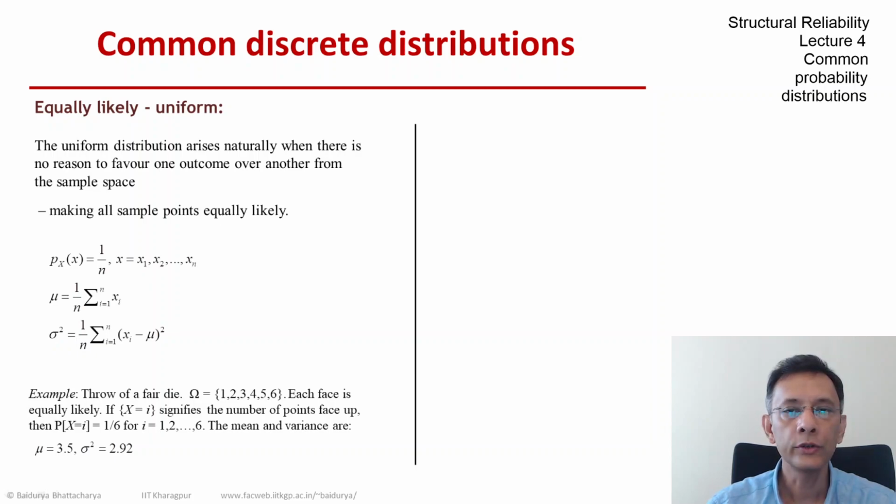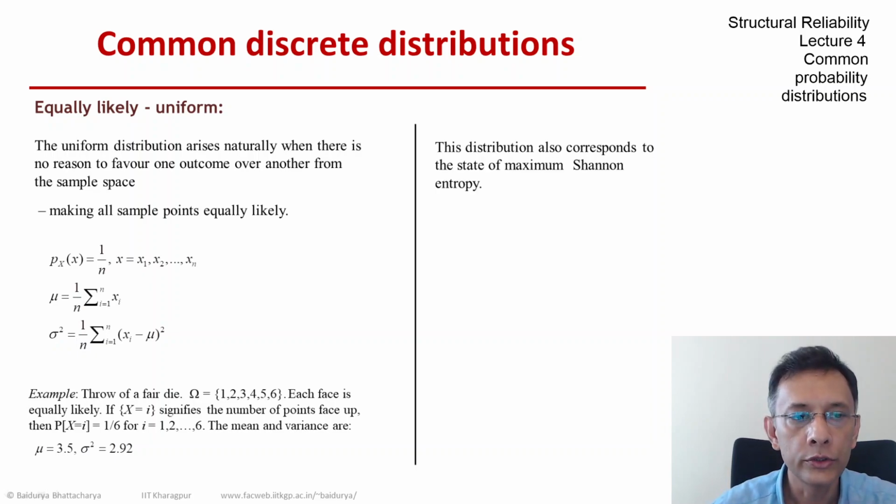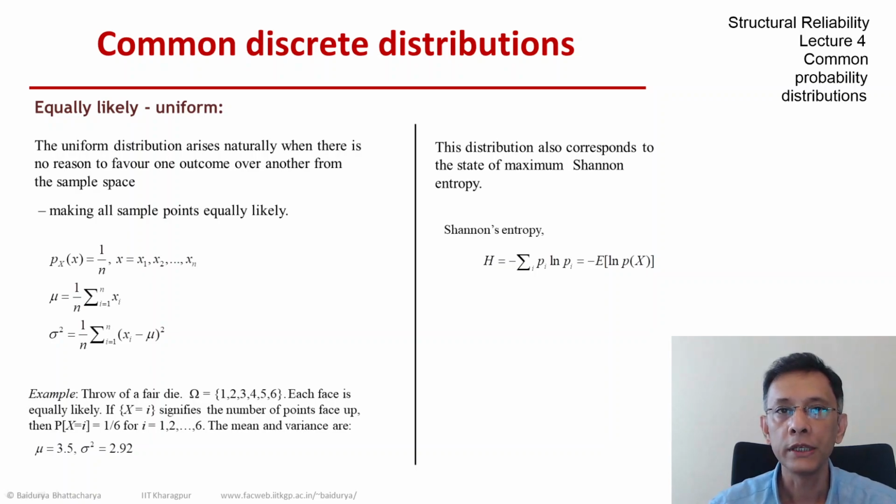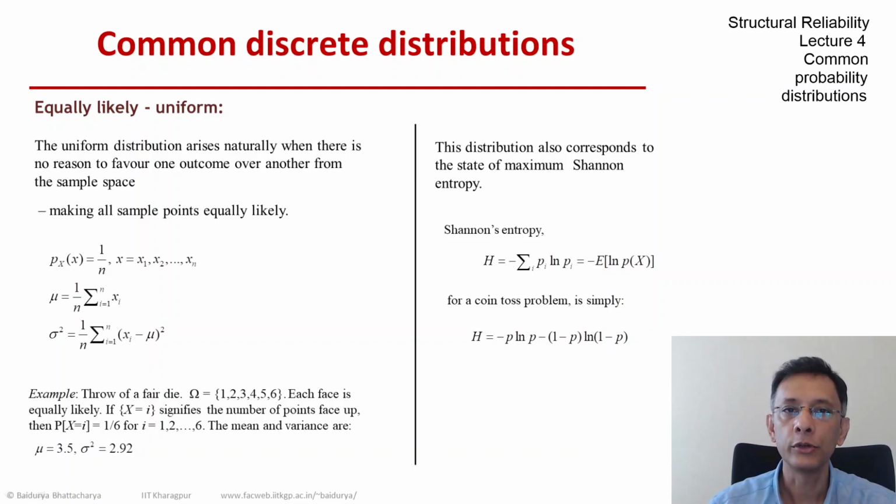Now, this uniform distribution is also one that corresponds to the state of maximum Shannon entropy, which is defined as the sum of P log P. And we can just walk through a simple example involving a coin toss. So if the probability of head is P and the probability of tail will be 1 minus P, which value of P is going to make the entropy the maximum?